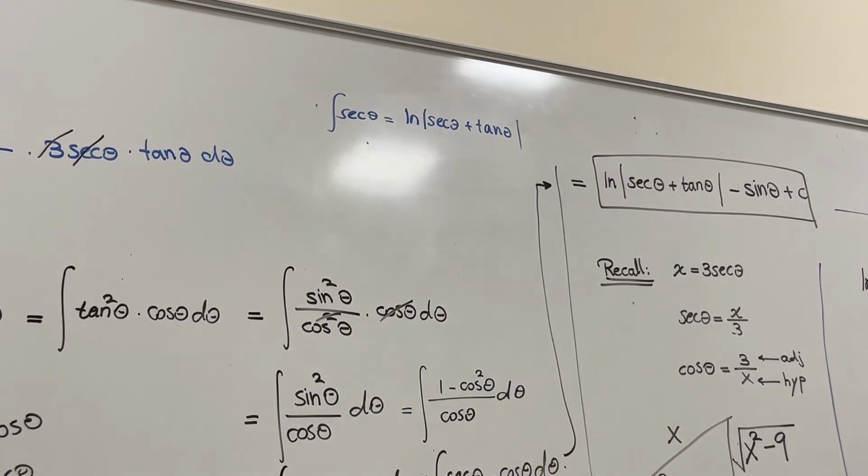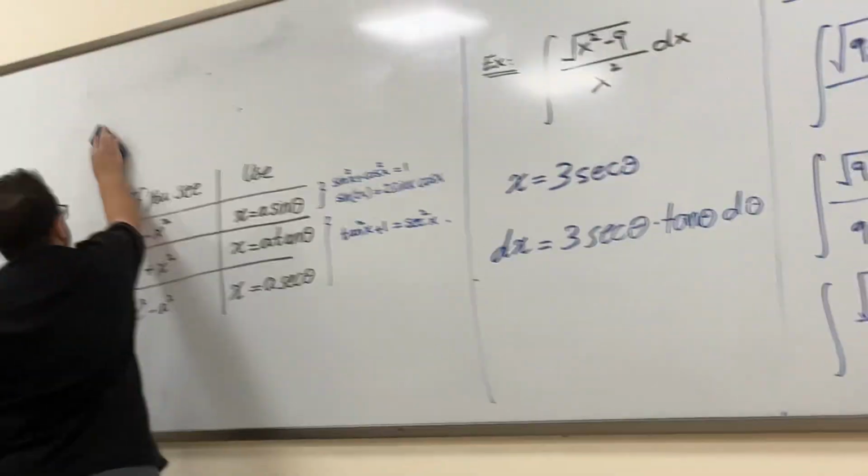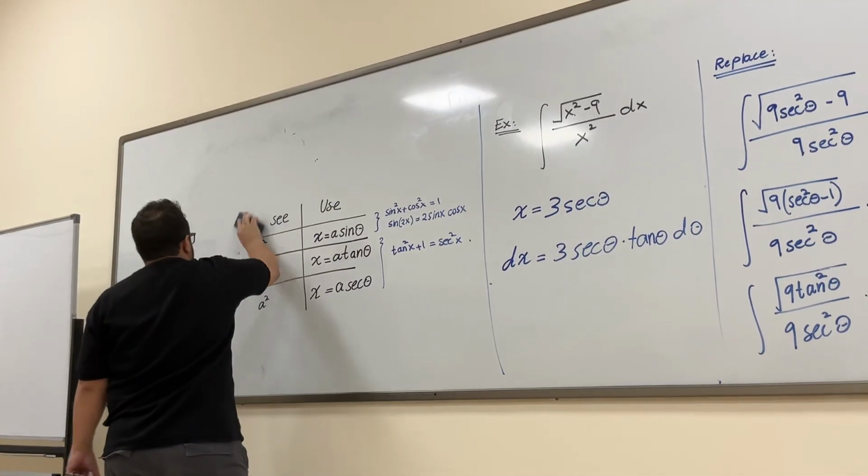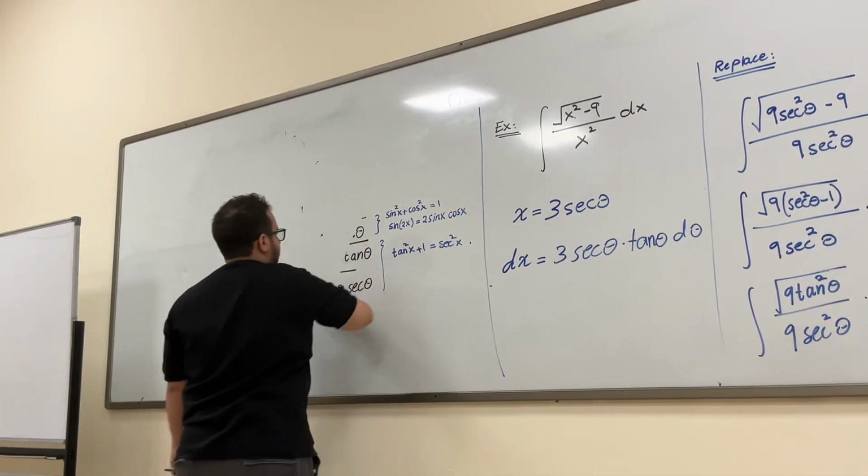Let's do more. Let's do one on sine. We didn't do anything. You know what we should do? We should go home.